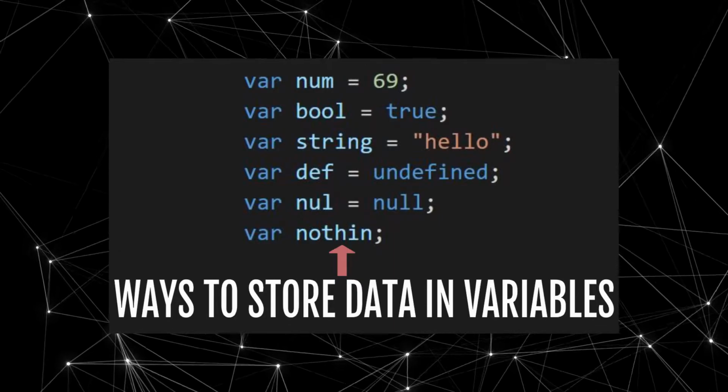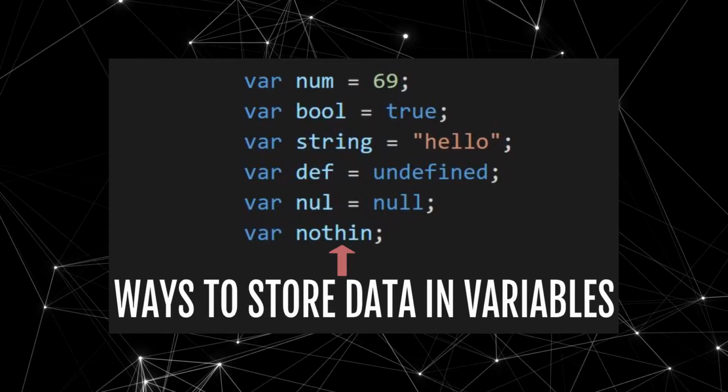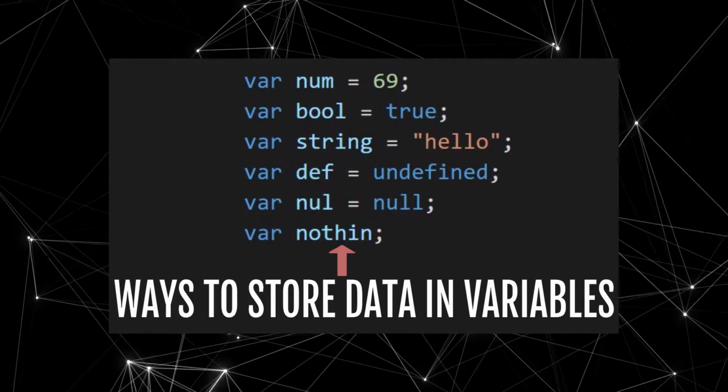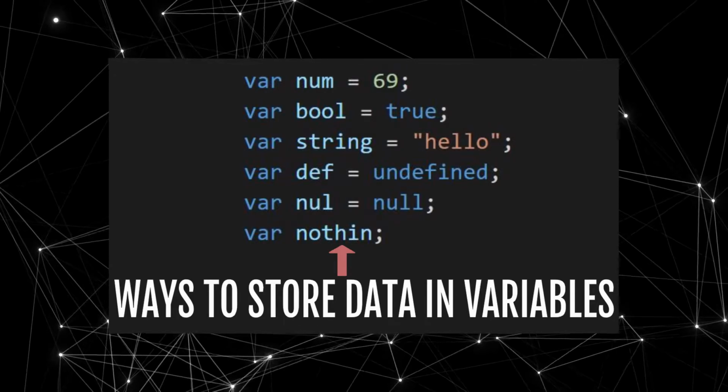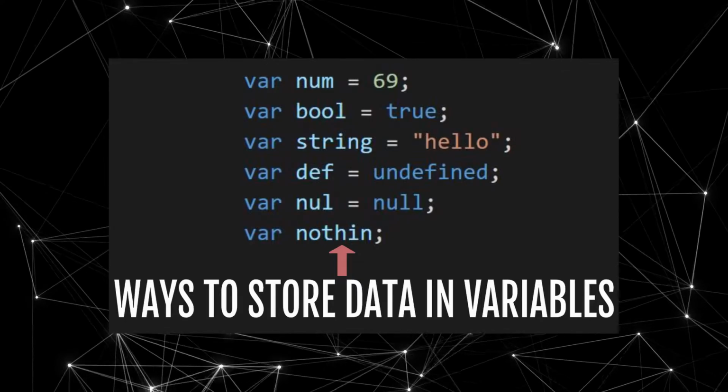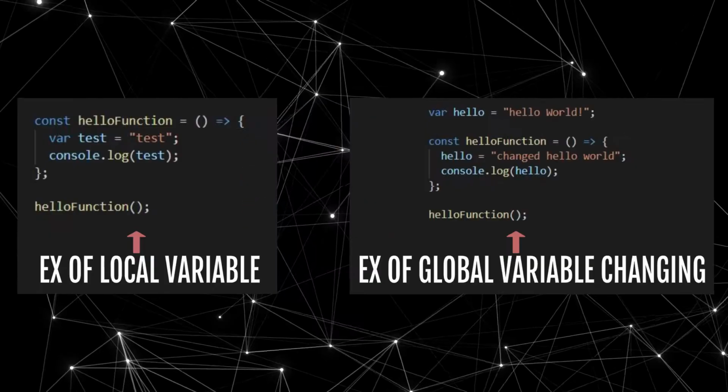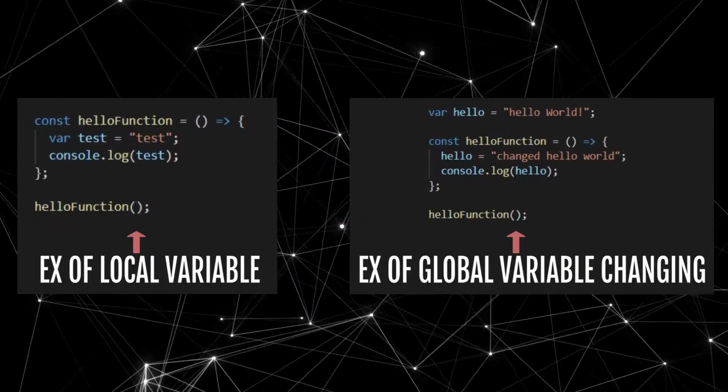A variable is a way of storing data values such as numbers, strings, booleans, as well as null and undefined. Or you can store nothing and just have it as a placeholder so that later on you can define it inside of your code. So all variable declarations are scoped.